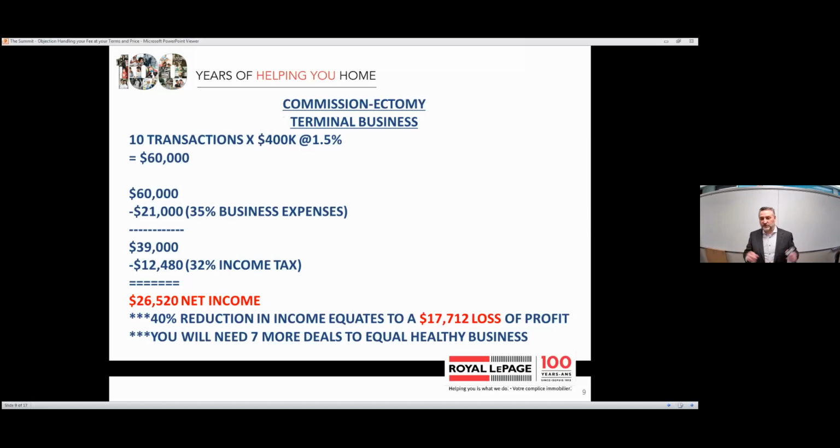The street rate, I don't know, but we're going to say 4% is a terminal business in my scenario. What does that look like? Well, that's a 4% total. You're getting, as the listing realtor, 1.5%. So we're doing 10 transactions at 1.5%. Our gross commission income in this scenario is $60,000.